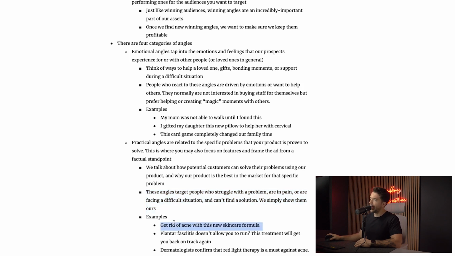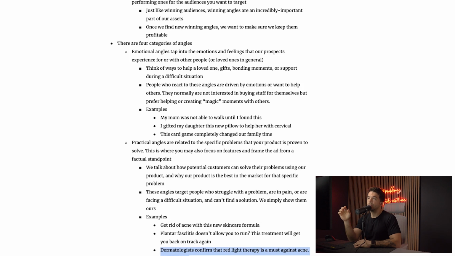Examples: get rid of acne with this new skincare formula. Plantar fasciitis doesn't allow you to run. This treatment will get you back on track again. Finally, dermatologists confirm that red light therapy is a must against acne. This is why.